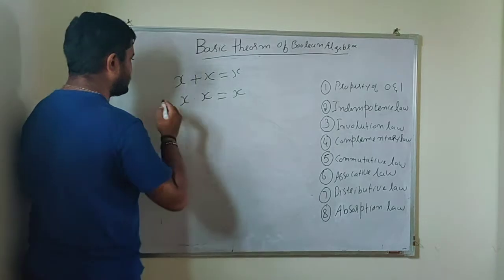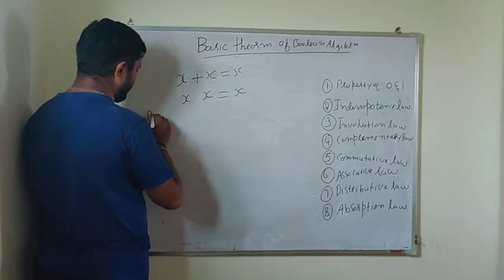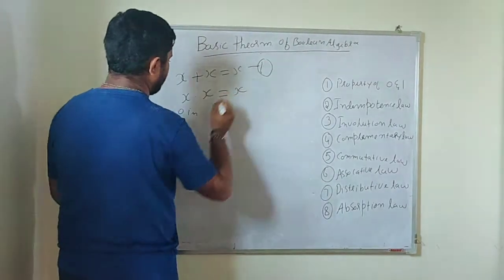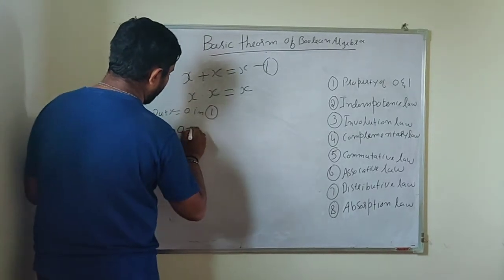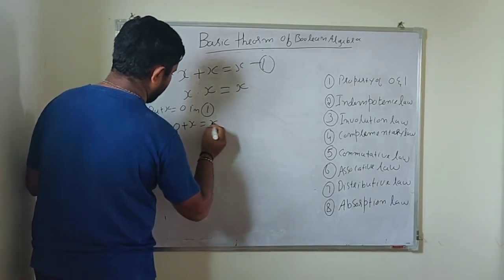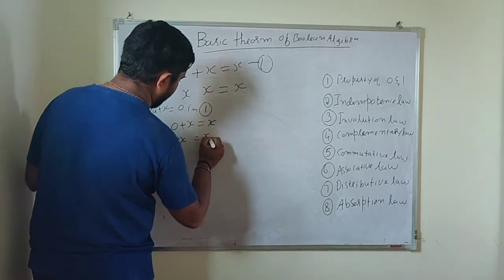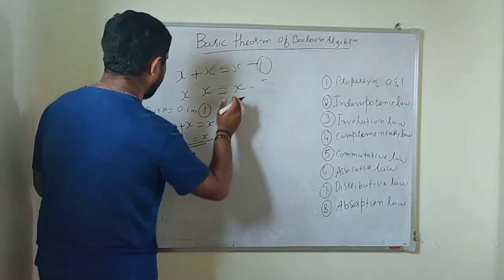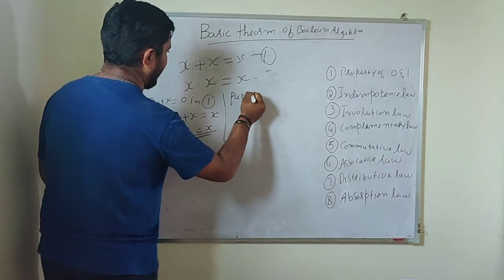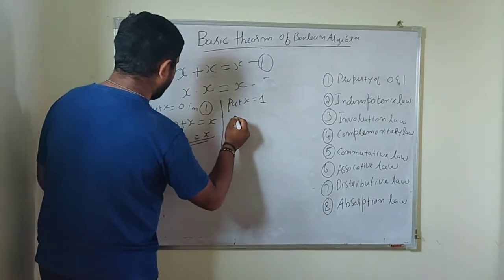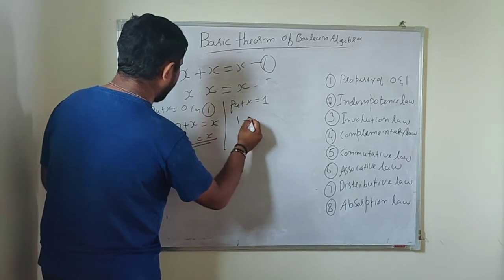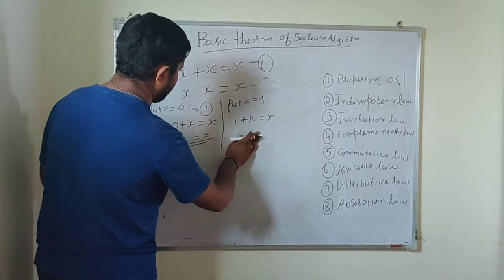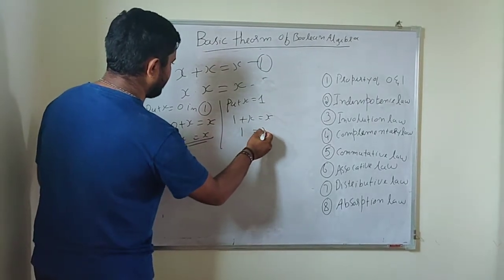So how do you prove them? Now say, for example, put x equals 0 in the first equation. So what does it do in 1? 0 plus x is equal to x. Now in the second equation, or in the same equation itself, put x equals 1. So what will happen? 1 plus x is 1, which is equal to x.